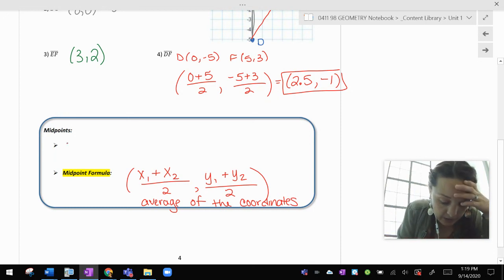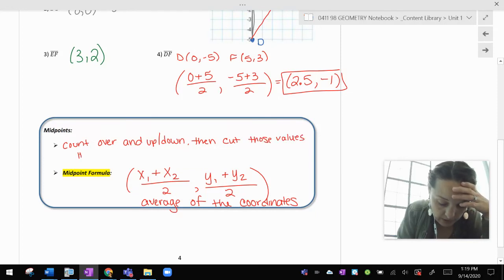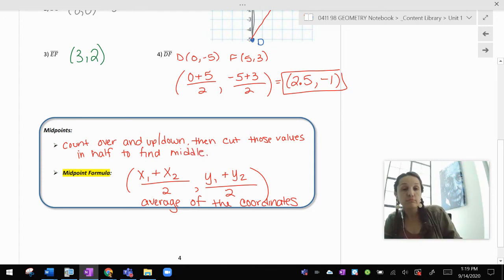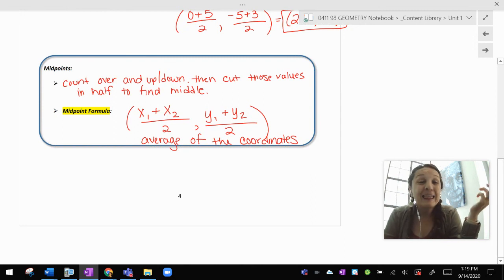Another way to do it is to count over and up or down, then cut those values in half to find the middle. Okay, that's midpoint. And we're done.